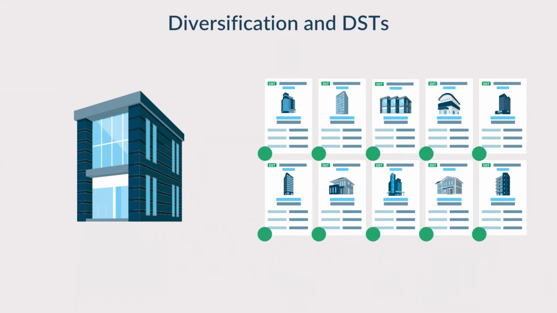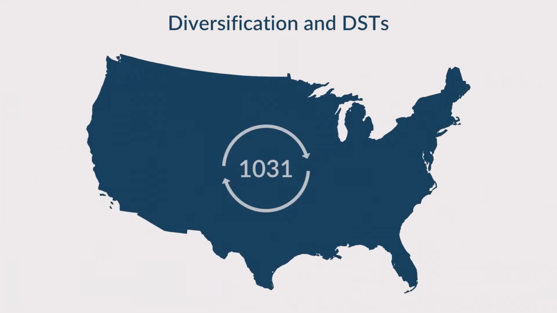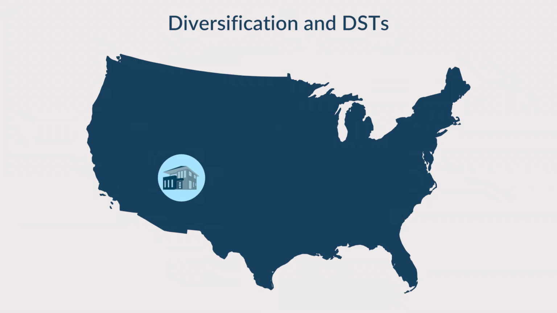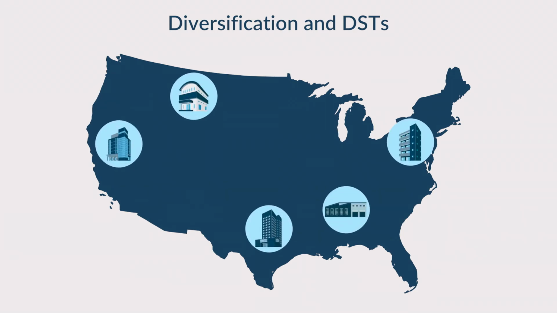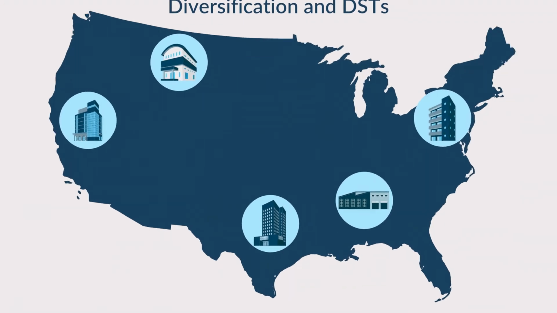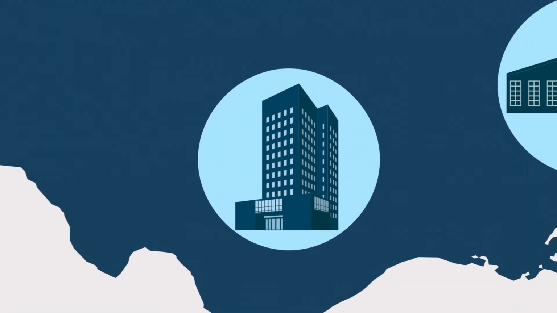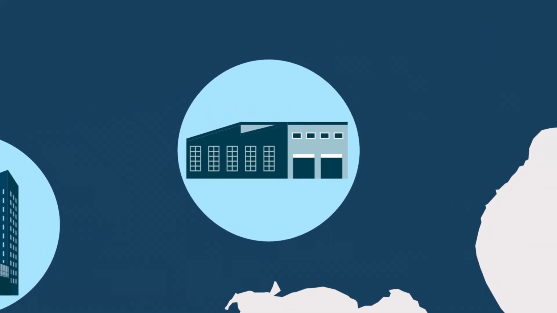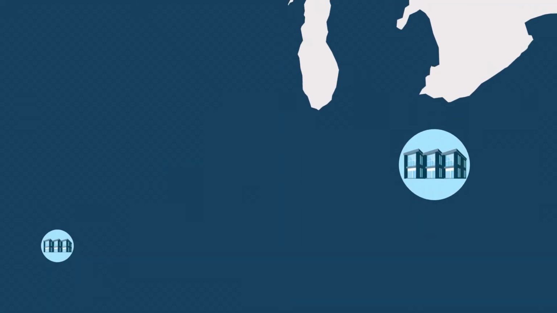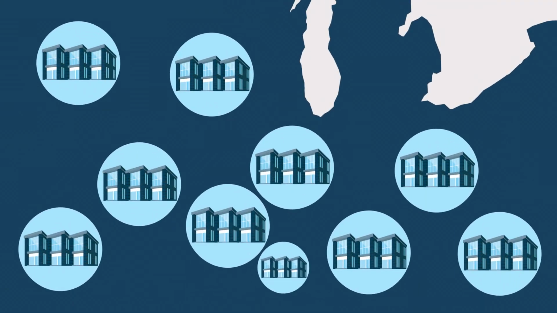For example, in a single 1031 exchange, you may be able to transition from actively managing a single rental property in your hometown to having ownership interest in institutional quality assets throughout the country. Examples may include large-scale assets such as an apartment complex in Dallas, a distribution center in Atlanta, or a portfolio of self-storage facilities across the Midwest.